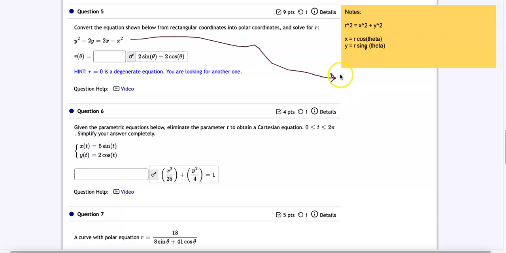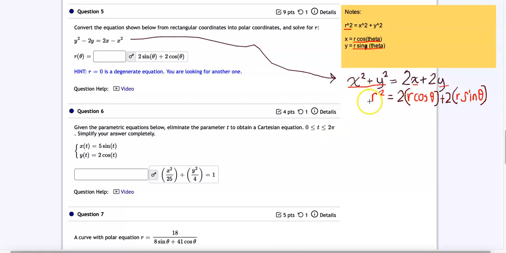Autocorrect. Okay, now we're going to rewrite this equation so that x squared and y squared are on the left-hand side, and then move the negative 2y to the right-hand side. Okay, then you want to replace x squared plus y squared with r squared. Replace x with r cosine theta, and replace y with r sine theta. Alright, once we've done these substitutions, then we're going to get everything on one side and factor out r.